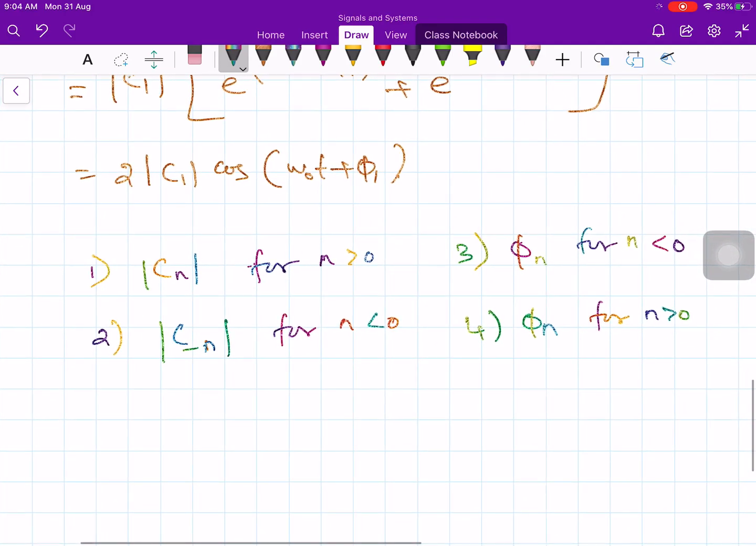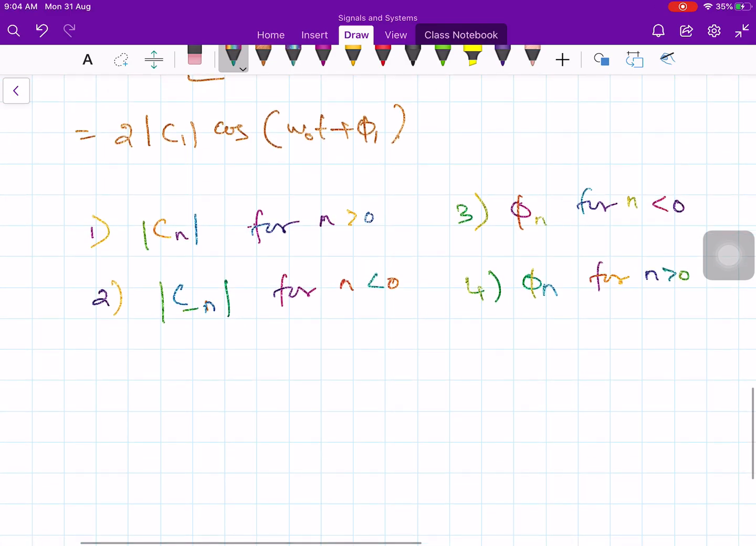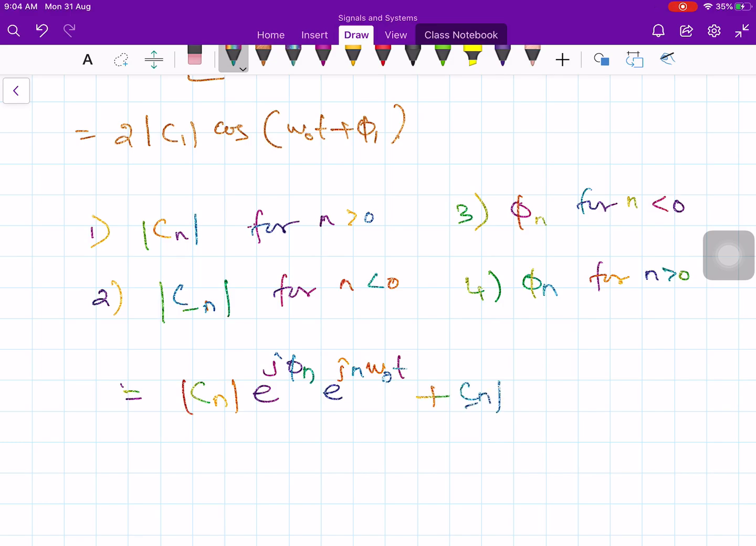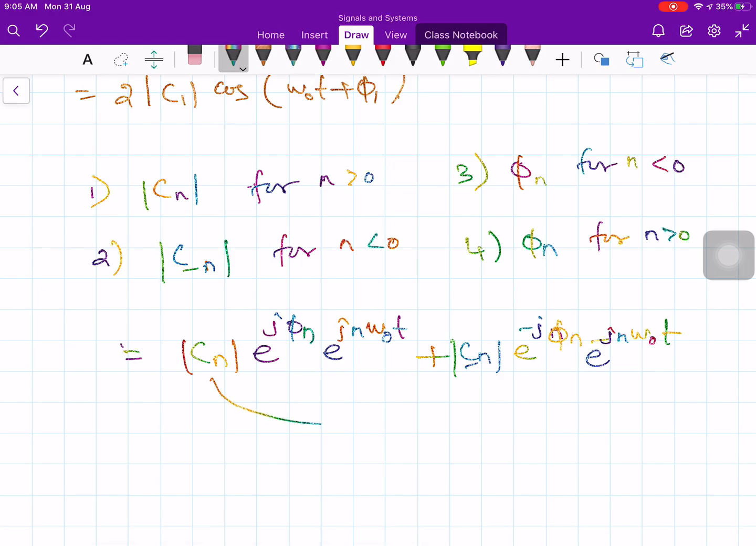You put together all these 4 terms and that gives the magnitude of Cn times e to the j phi n e to the j n omega naught t, plus the magnitude of C minus n times e to the minus j phi n e to the minus j n omega naught t. Then you combine, since this magnitude and that magnitude are both the same, as we did in the example. If you rearrange the terms, you get 2 times cos of n omega naught t plus phi n.